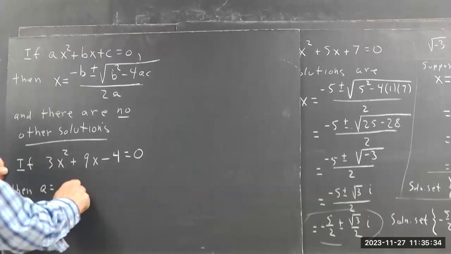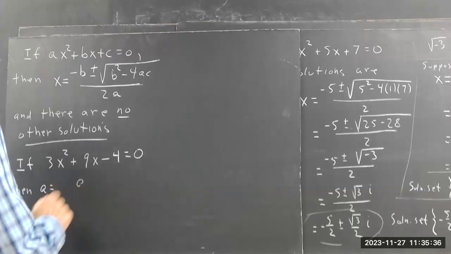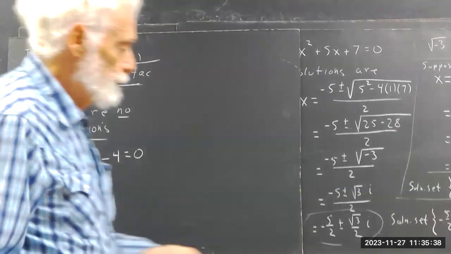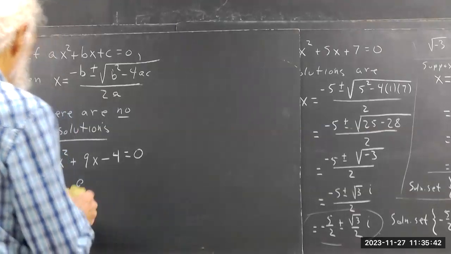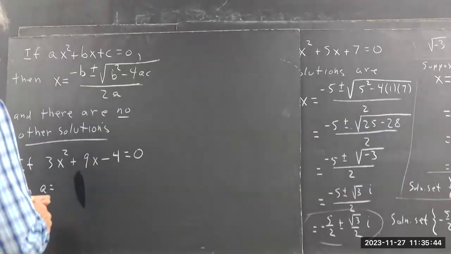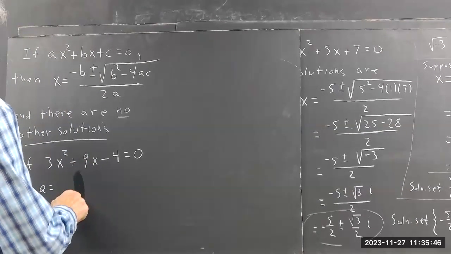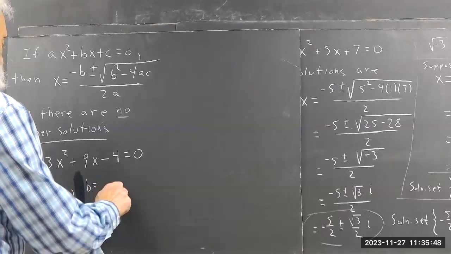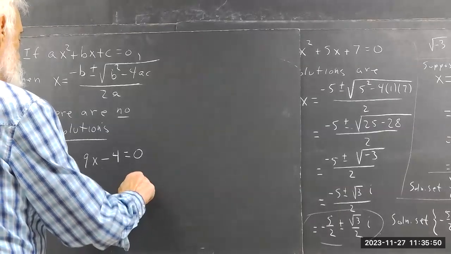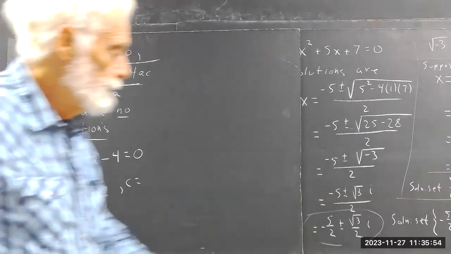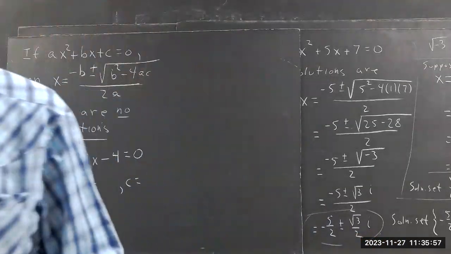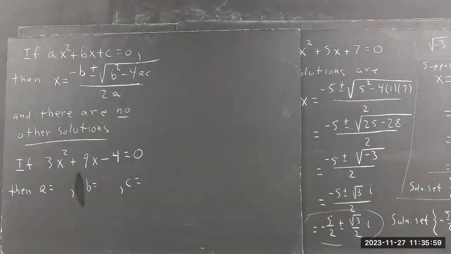The first thing we do is write out a equals, and then b equals, and then c equals. In other words, we want to identify a, b, and c. So my question is, can you tell me what a is?